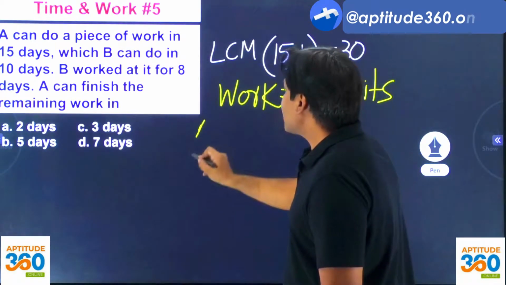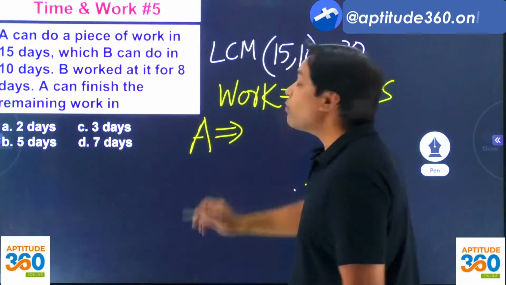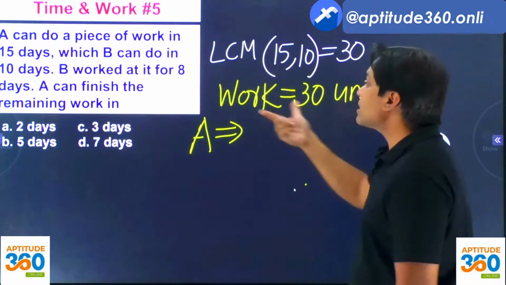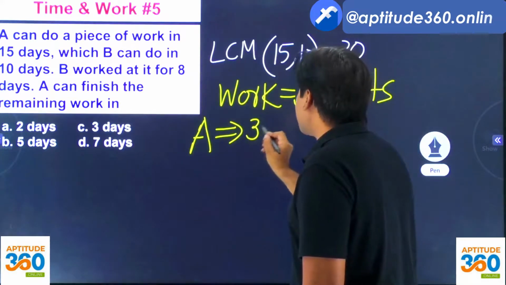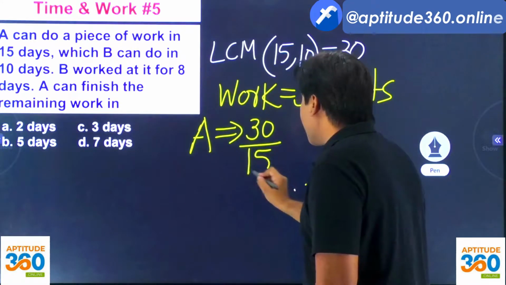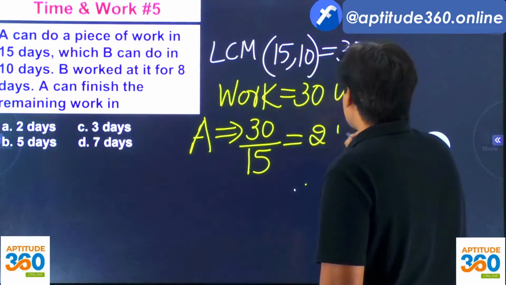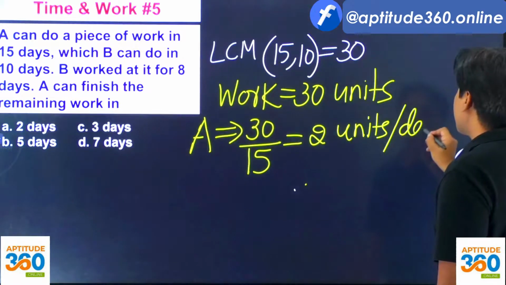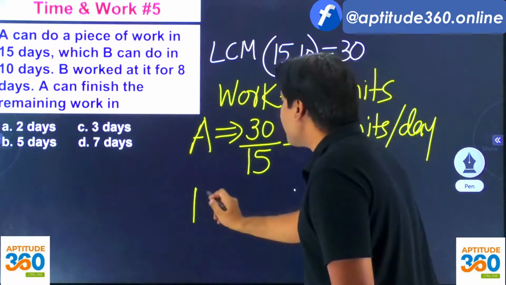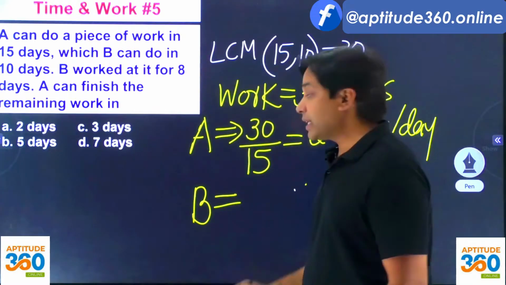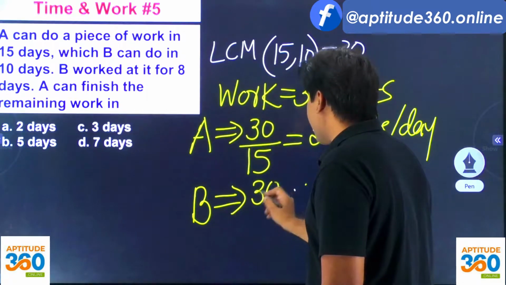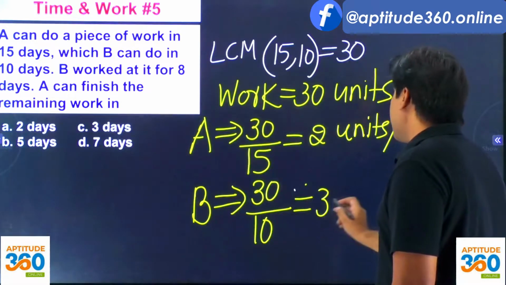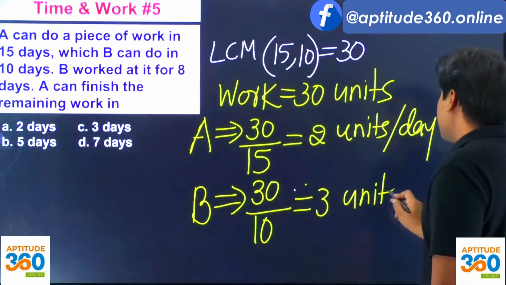Now let us find out what is going to be the per day work of A. A is completing the entire 30 units in 15 days. So what is going to be per day work of A? So this is coming out as 2 units per day. Is that okay with you? A does 2 units per day. And if you find out how many units B is going to be completing per day, because B will have to be completing this entire work in how many days? 10 days, and hence B certainly is completing 3 units per day.